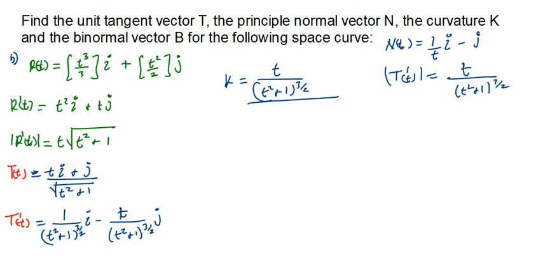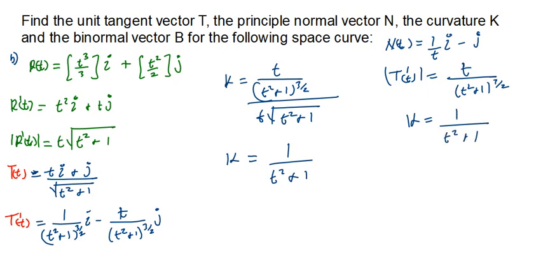So the magnitude is what? The magnitude is that one there, which is t root t squared plus 1. So when you try to simplify that, you're going to arrive at 1 over t squared plus 1. So that's our k. So our k is 1 over t squared plus 1.